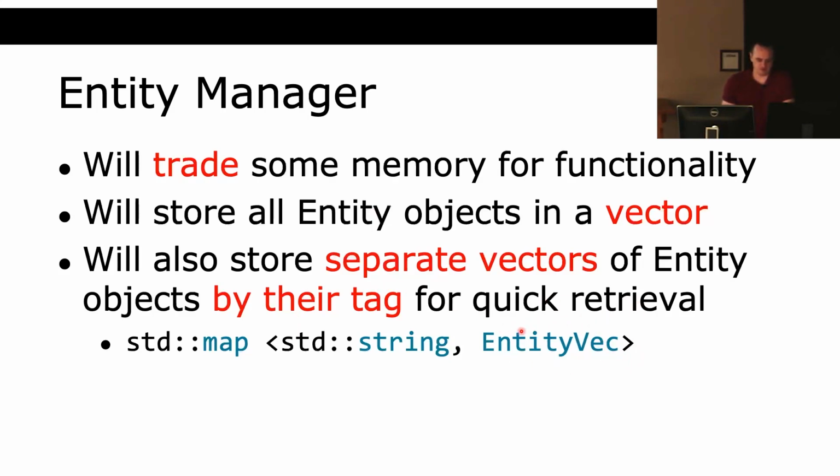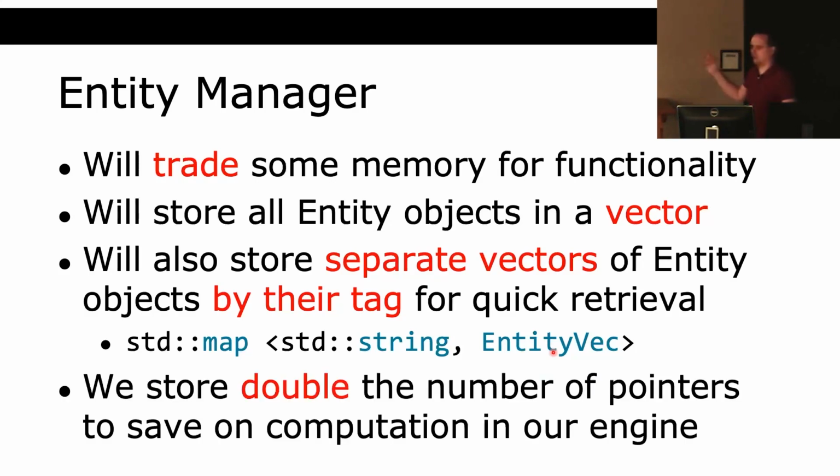So if we have a vector of entities here, what we're going to do is we're going to use a little bit more memory, and we're going to have this map from strings to vectors of entities. So for example, all of our bullets, all our players, all our tiles are going to be in the big vector of everything. But we're also going to store in this map, say, for example, a bullet entry, and then have a vector of all the bullets, right? Or a tile entry and have a vector of all the tiles. And that way, I can use double the number of pointers to save on computation in our engine.